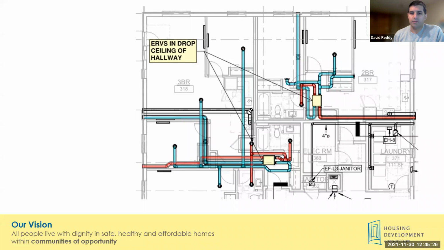highlighting the duct routing from the outside air and exhaust in red, and then the blue is the ventilation air coming into the unit and then distributed to each of the bedrooms. A couple of things to note is that each ERV is located in the ceiling of the hallway. In some cases, it's located in the ceiling of the bathroom, or generally it's in the hallway.